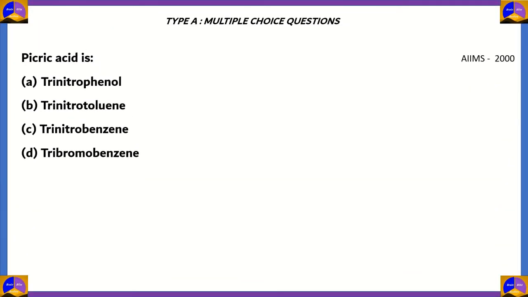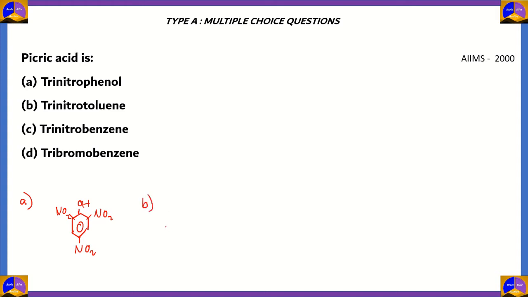Let's look at the next question. Picric acid is option A, trinitrophenol, option B, trinitrotoluene, option C, trinitrobenzene, and option D, tribromobenzene. So let's first write down all of these structures. Trinitrophenol will be a benzene ring with a phenol functional group, and then nitro groups across its ortho and para positions. This is trinitrophenol.